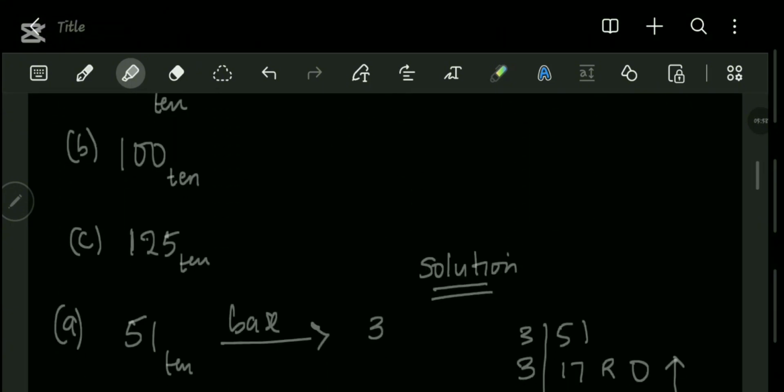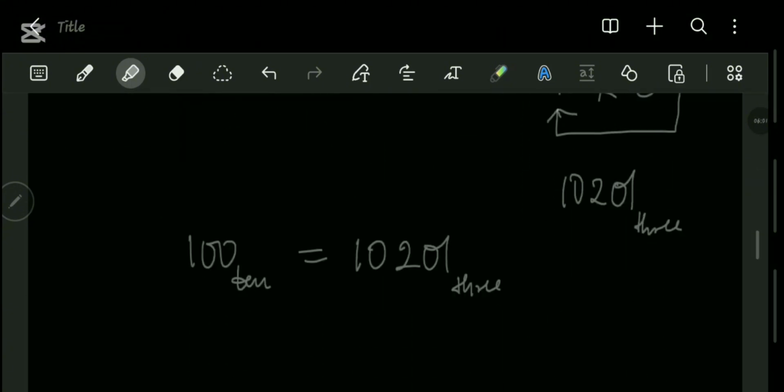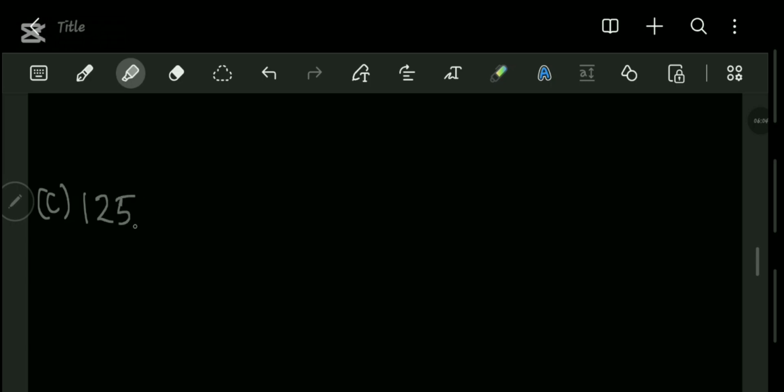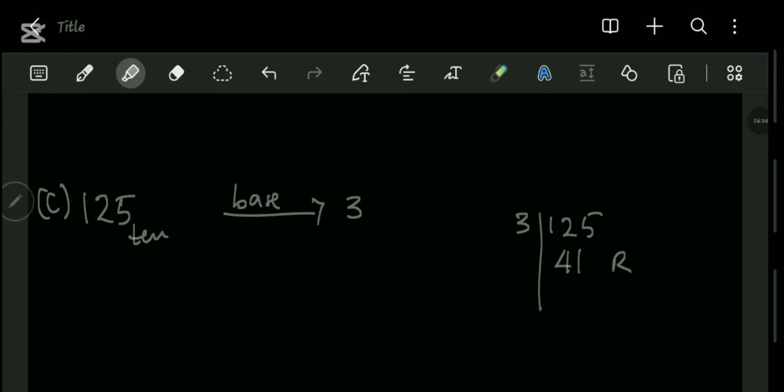And the third question, we were asked to convert 125 in base 10 to a number in base 3. Since it's already in base 10, I'm going to divide it by 3. So 125 divided by 3 should give us 41, right? If you multiply 41 by 3, that should give us 123. What will you add to 123 to make 125? That's 2. So we have a remainder of 2 here.